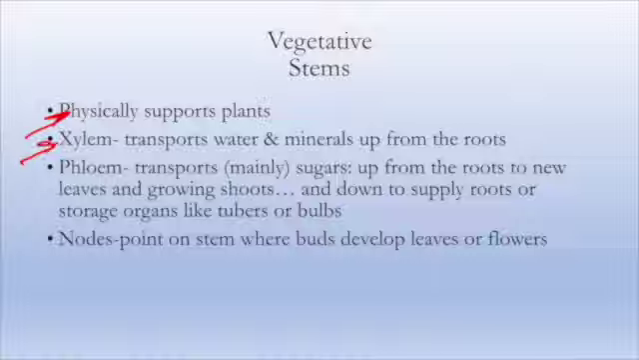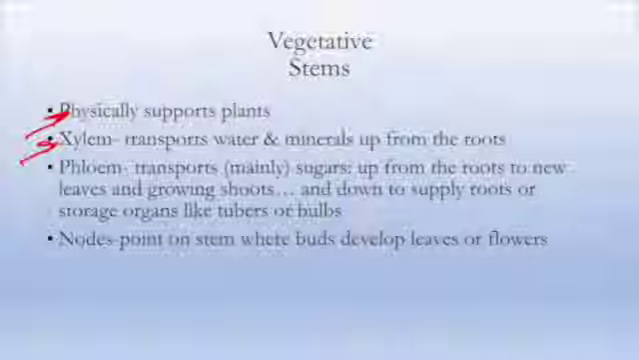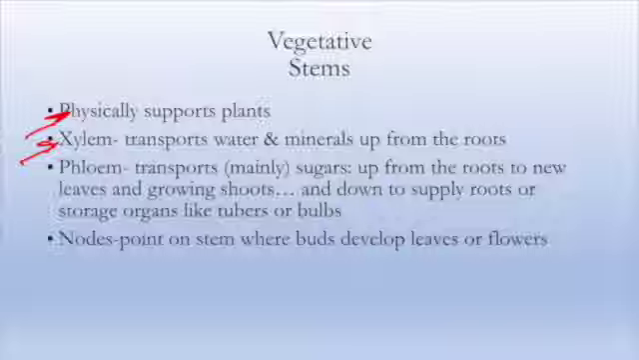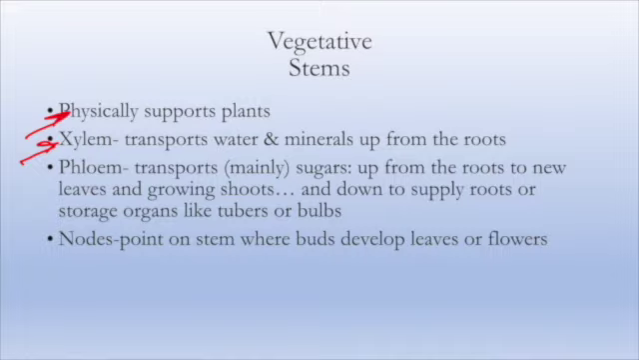Inside the stem is xylem. Xylem transports water up from the roots to the shoots. Then also inside the stem is phloem. Phloem transports plant sugars up and down, from the shoots down to the roots, and back to the shoots. Xylem goes one way, phloem goes up and down.